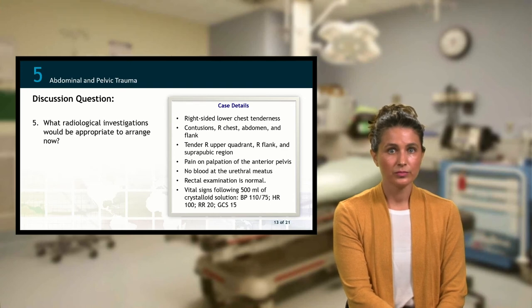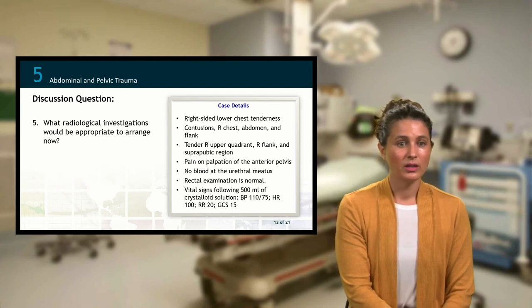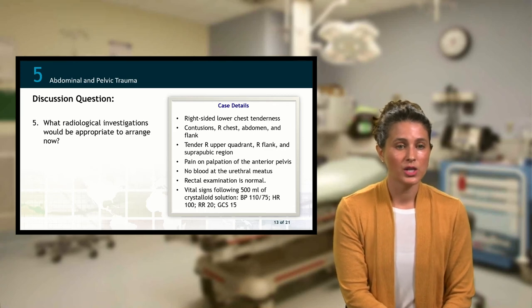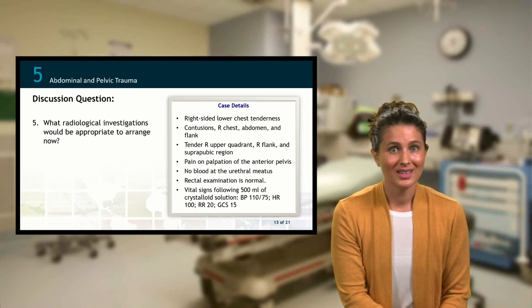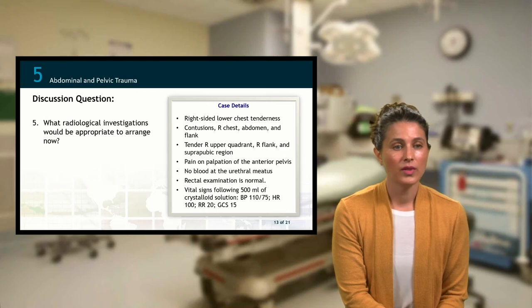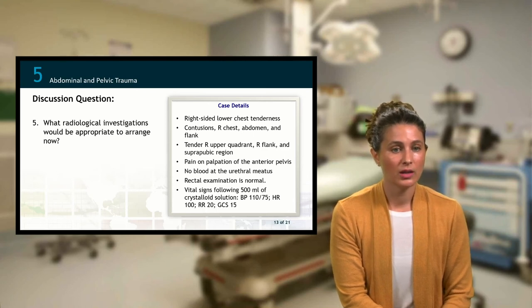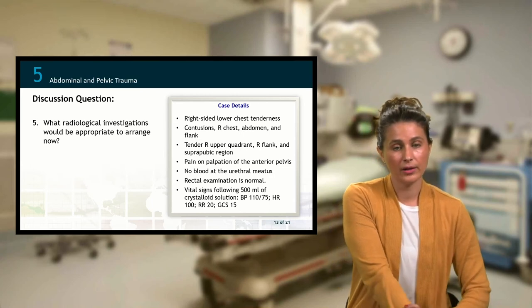So we're talking about IV contrast. Oral contrast is not necessary, okay? The phases of contrast that would be used for this patient would be the arterial phase and the portal venous phase. We would also potentially want to get delayed films that would be indicative of any bladder injury or leak from the bladder.